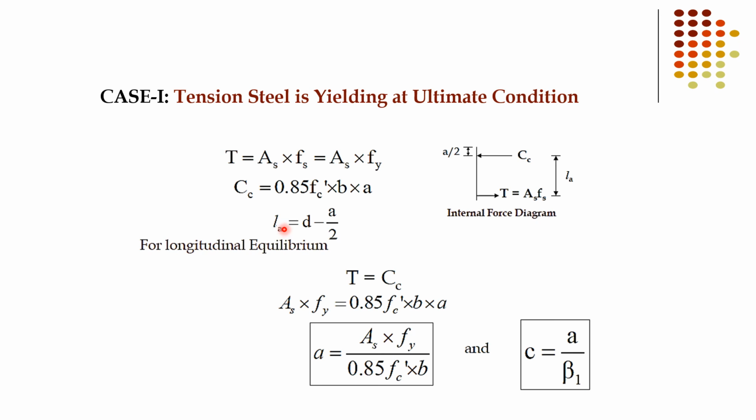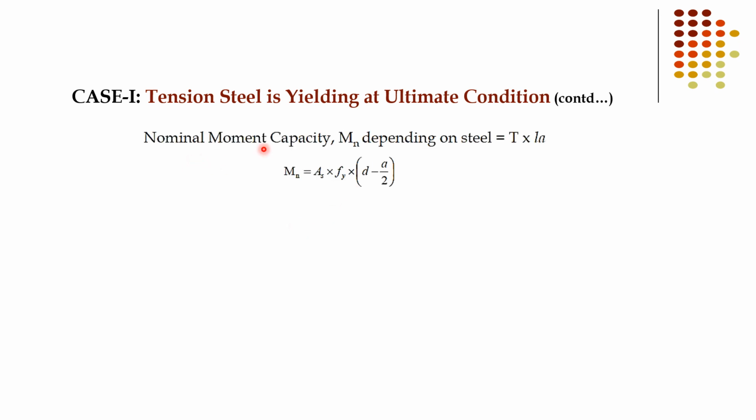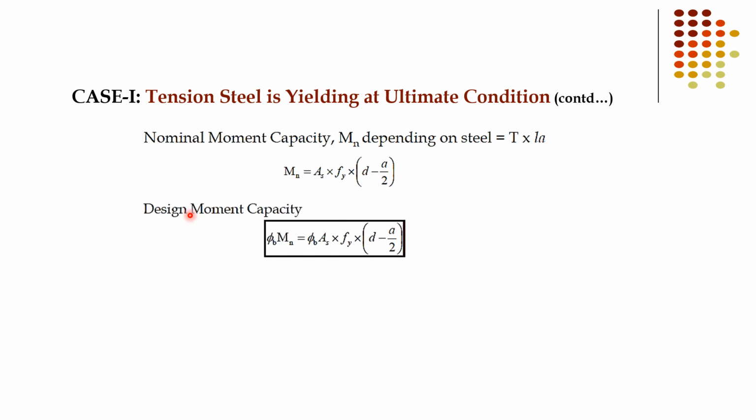Okay, so again the basic formula of the couple, nominal moment capacity depending upon steel, you can calculate T into LA or Cc into LA. Both ways are okay. So T value is As Fy and LA value is the lever arm, D minus A by 2. I have just put the values. Now that is a nominal capacity. Now I will put the phi factor.